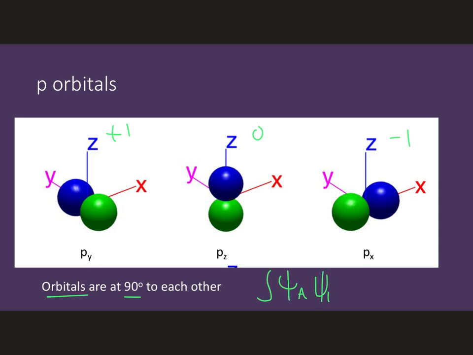We said if we had 2 unique wave functions and we took their integral, they should be equal to 0. That's what happens when we have these orbitals at 90 degrees to each other. That makes those functions multiplied together equal to 0. That's an important component of why these functions are allowable in the greater scheme of things.